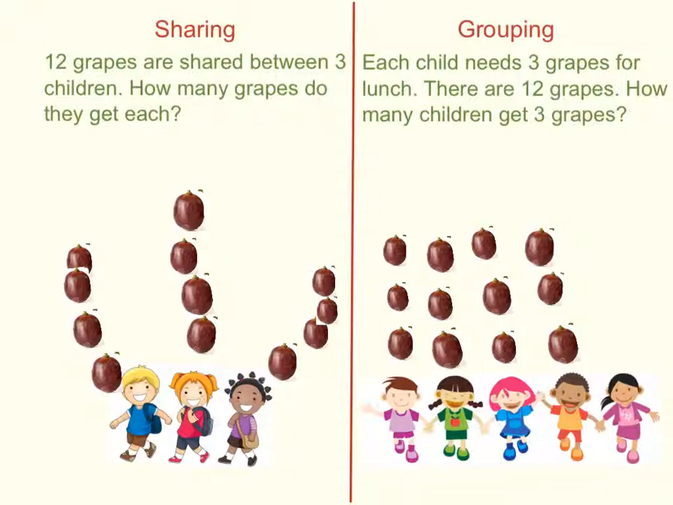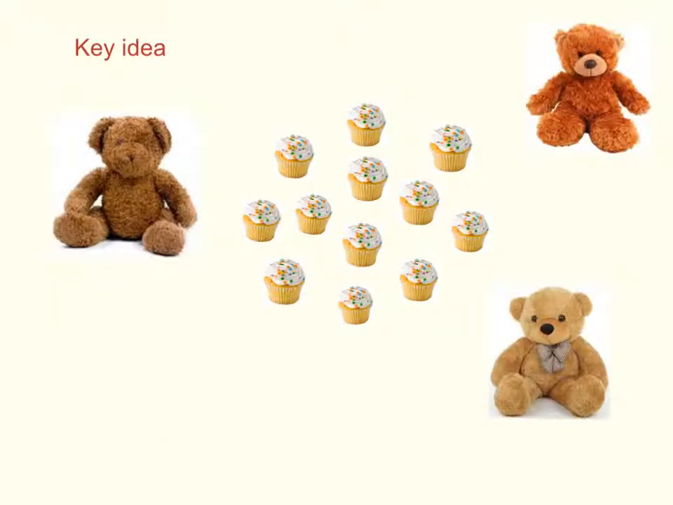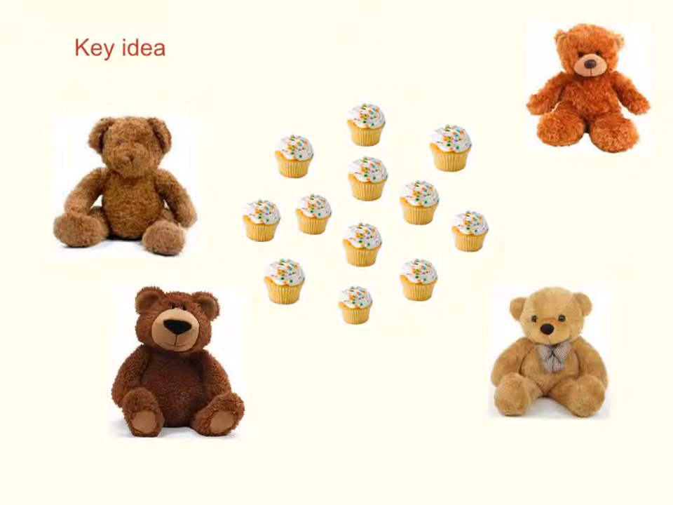Now, children are probably quite familiar with contexts for division through sharing. They need to be given these contexts for division through grouping as well. We want to ensure that sharing isn't just a physical action, but helping to develop true understanding. Can the children explain how the number of cupcakes each teddy gets will change when they're being shared between 4, not 3?